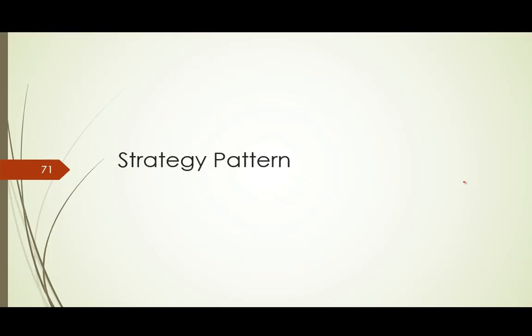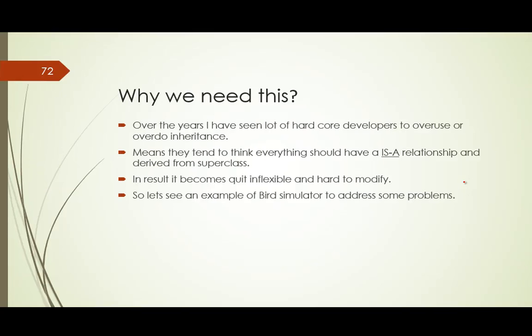Now we're going to talk about the strategy pattern, and it is going to be a very good example of what you have learned throughout this session. And why we need this: over the years I have seen a lot of hardcore developers overuse or overdo inheritance. So what happens is eventually they end up with a very inflexible system which is very hard to modify, even though they implemented all the OOP concepts. They designed the system in such a way, following inheritance relationships the hard way, that it becomes very hard to modify. Or if you change one place, the whole system breaks. That's really a problem. That's really against our modular approach.